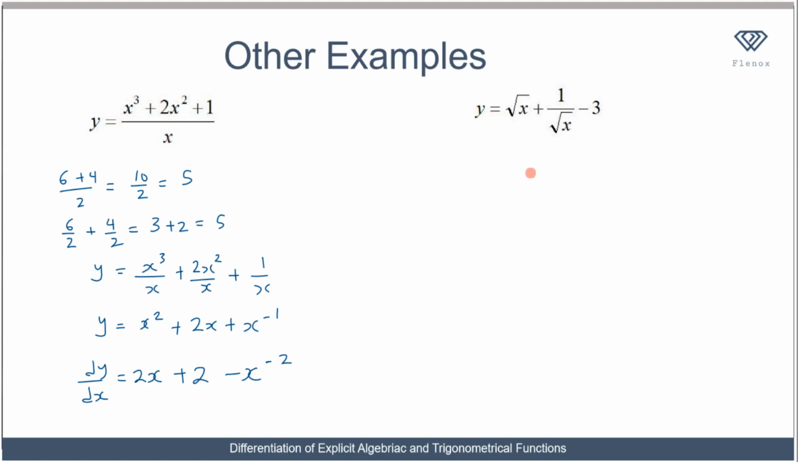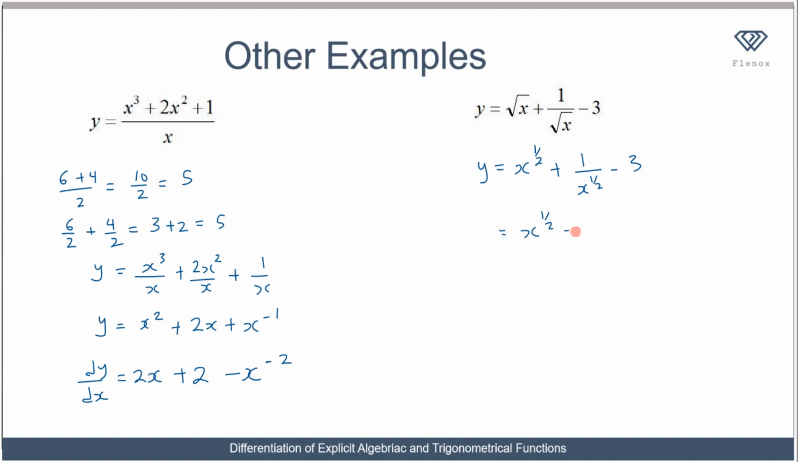So now let's look at the second example where I said that y is equal to the square root of x plus 1 over square root of x minus 3. So what we want to do also is to write this out in identifiable form. So I know that the square root of x can be written as x raised to the power half. Then this is like saying 1 over x raised to the power half, then minus 3. This becomes x raised to the power half.